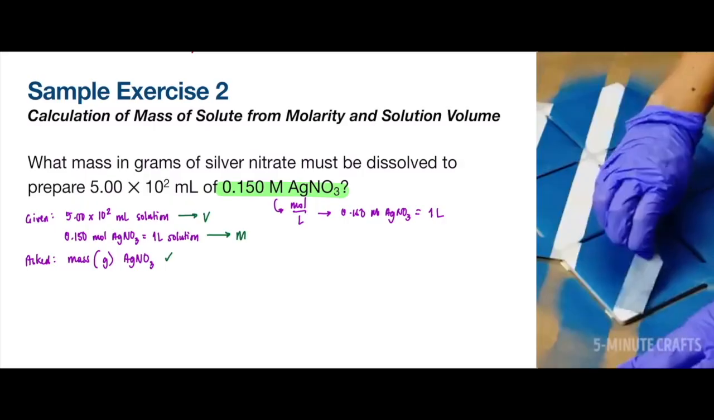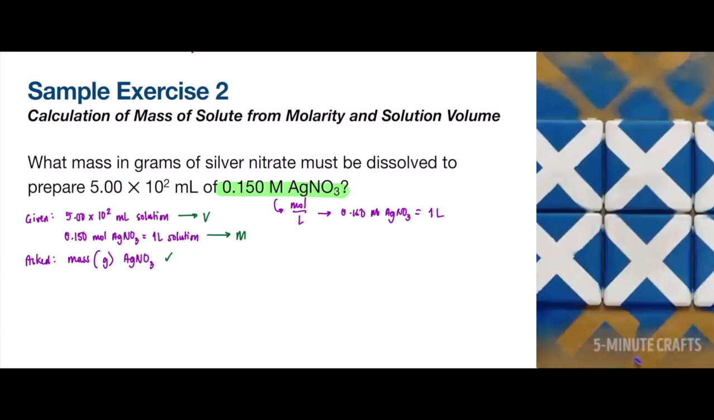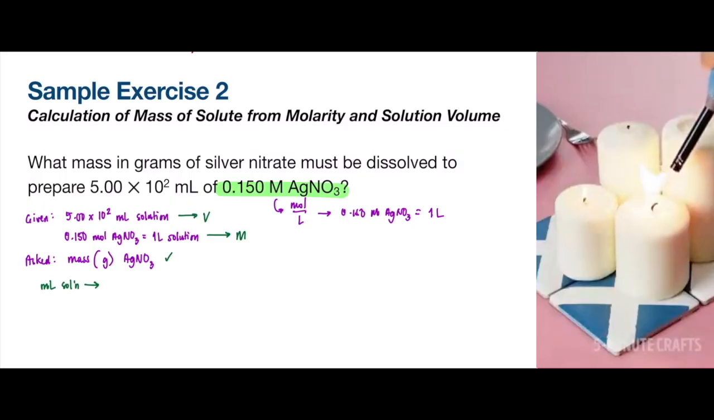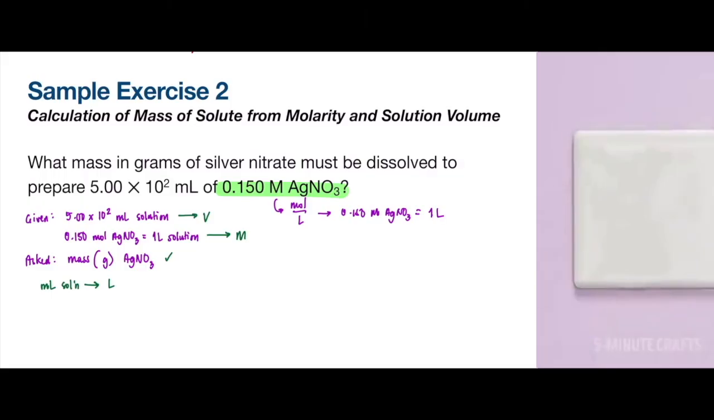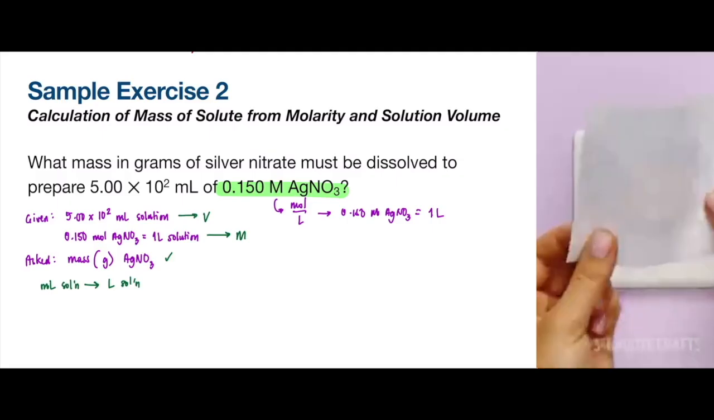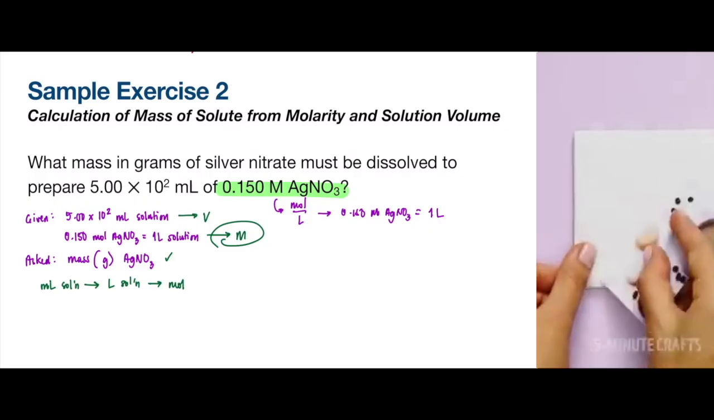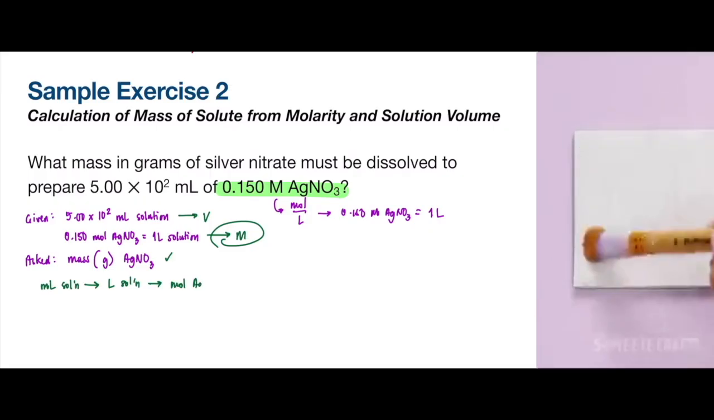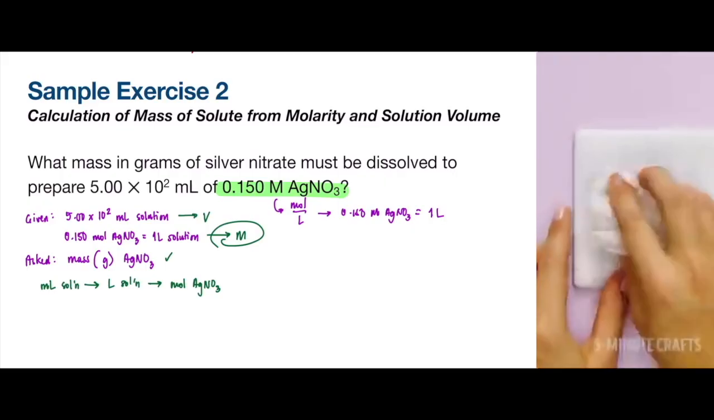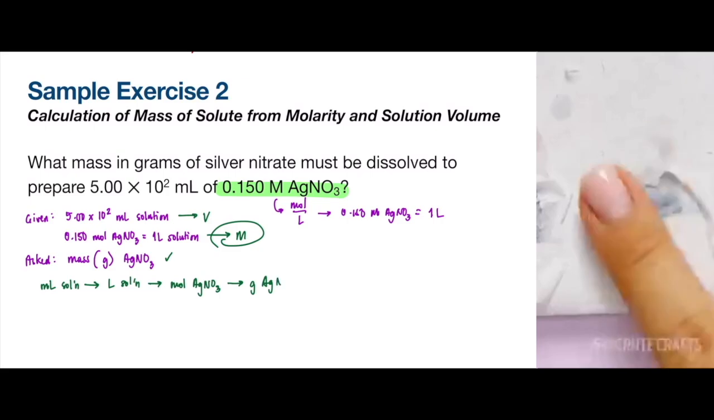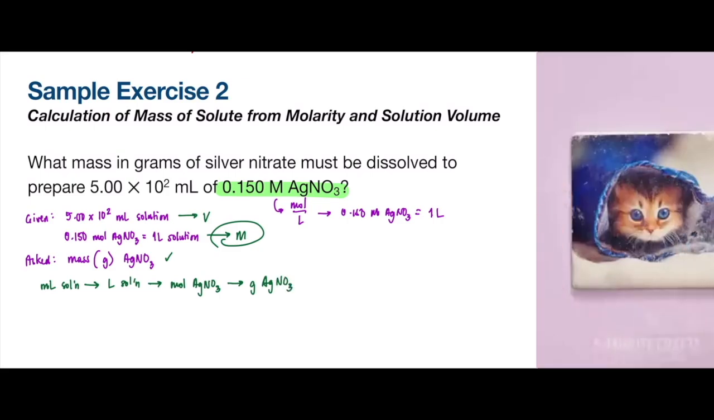So our strategy to solve this problem is to start with the volume of the solution, which is in ml of solution. And since volume should always be in liters, ml of solution must be converted to liters of solution. Now that we have the volume of solution, we can multiply that with the molarity, and it will give us the moles of solute, or the silver nitrate. And from the moles of silver nitrate, we will convert that into grams of silver nitrate, which is what is asked in the problem.